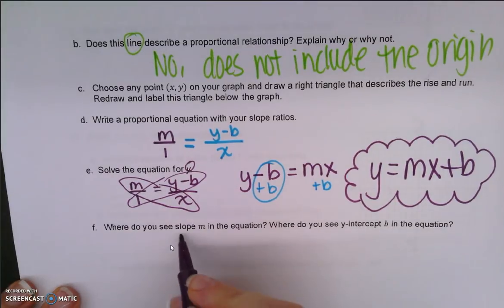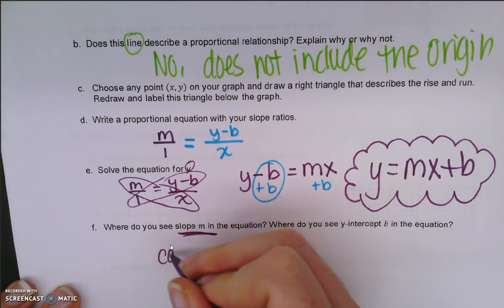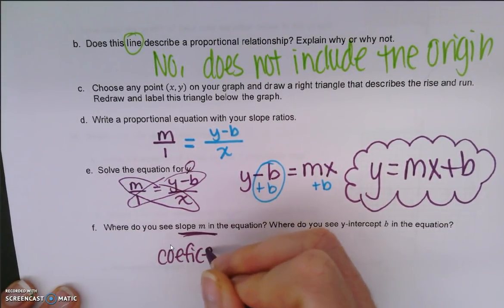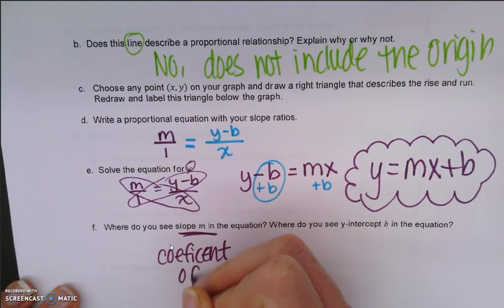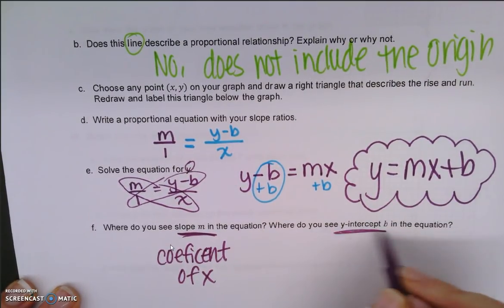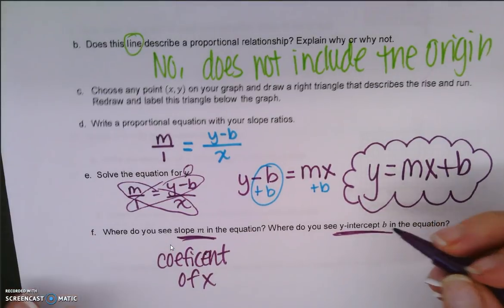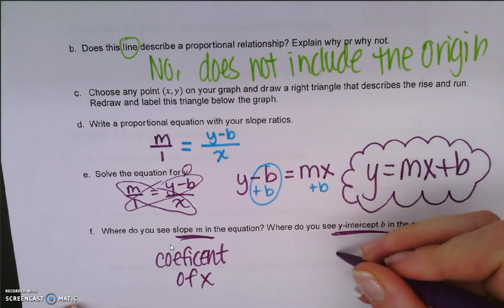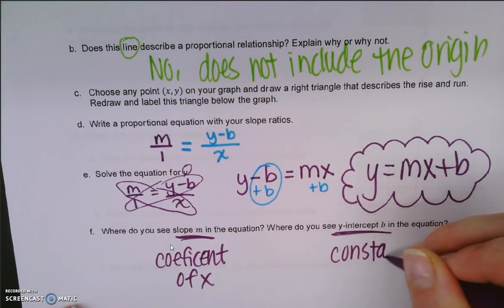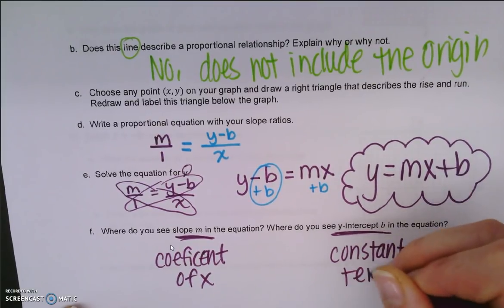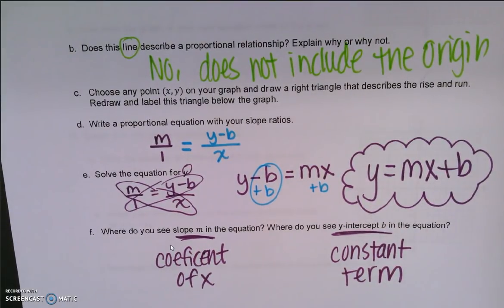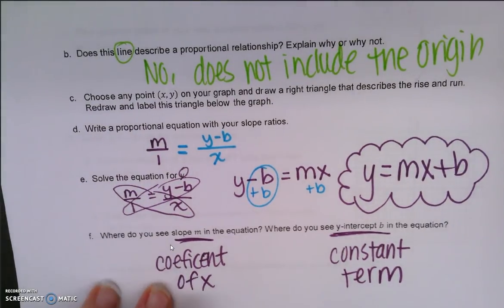Where do you see the slope m in the equation? It's your coefficient of x. And where do you see your y-intercept b in the equation? It is your constant term. Great work. Let's turn the page to finish.